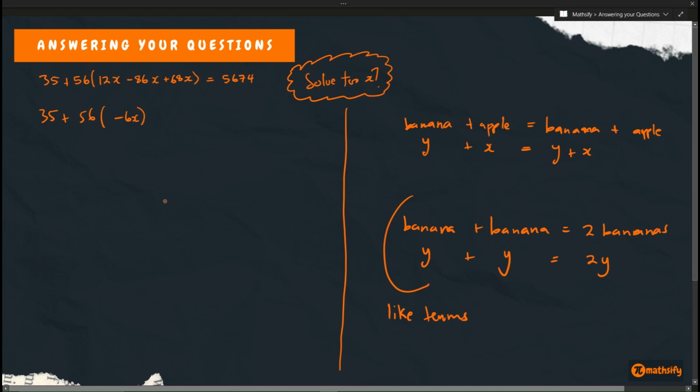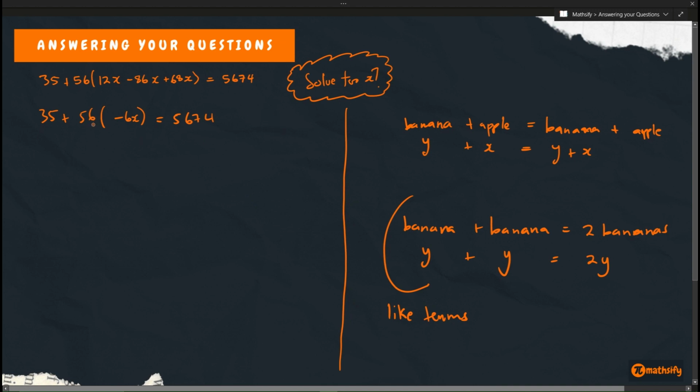Just don't forget the minus 6x. The x always has to be there because you're dealing with x. I'm using banana and apple so that you get an idea of what we're talking about. They are like terms because they all share the x and x and x.